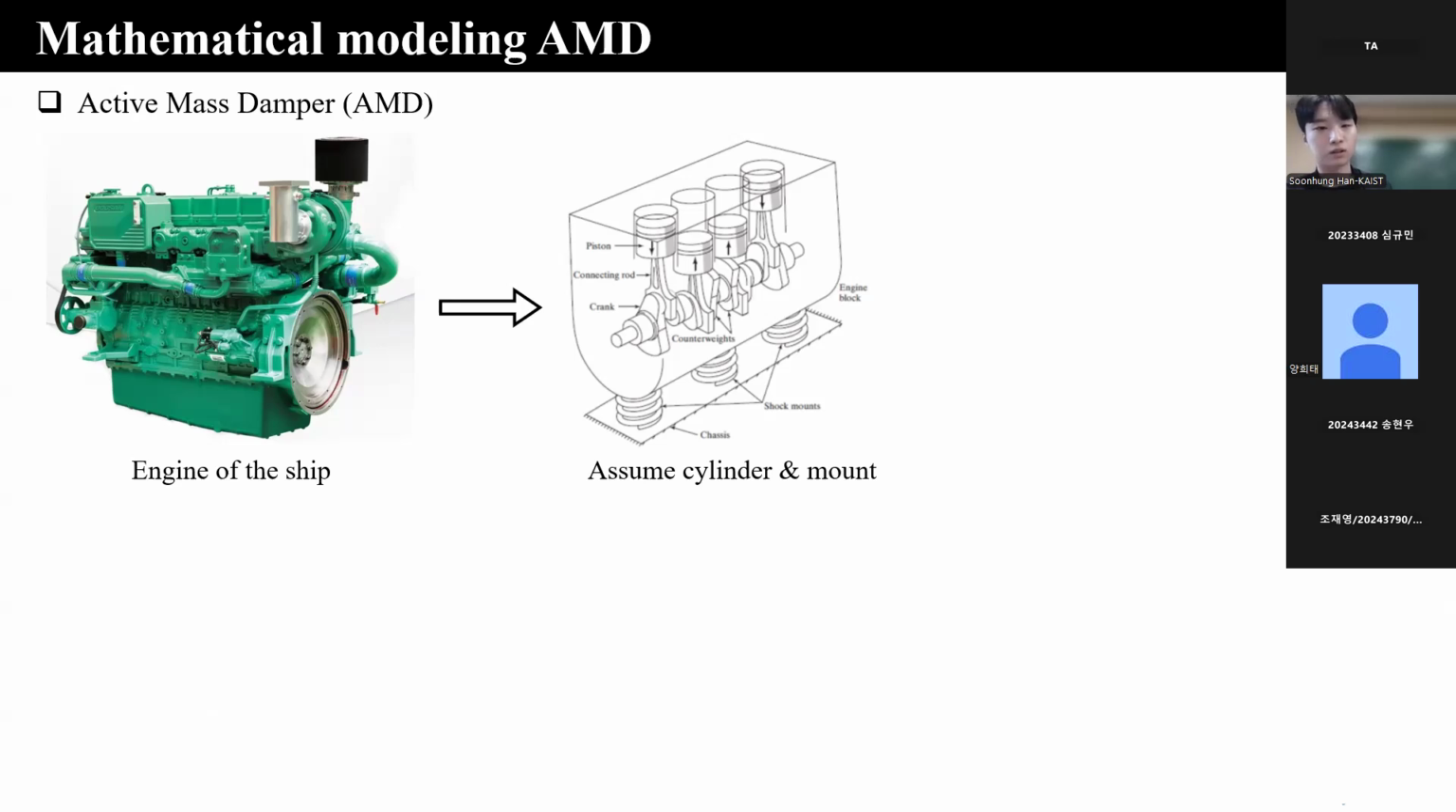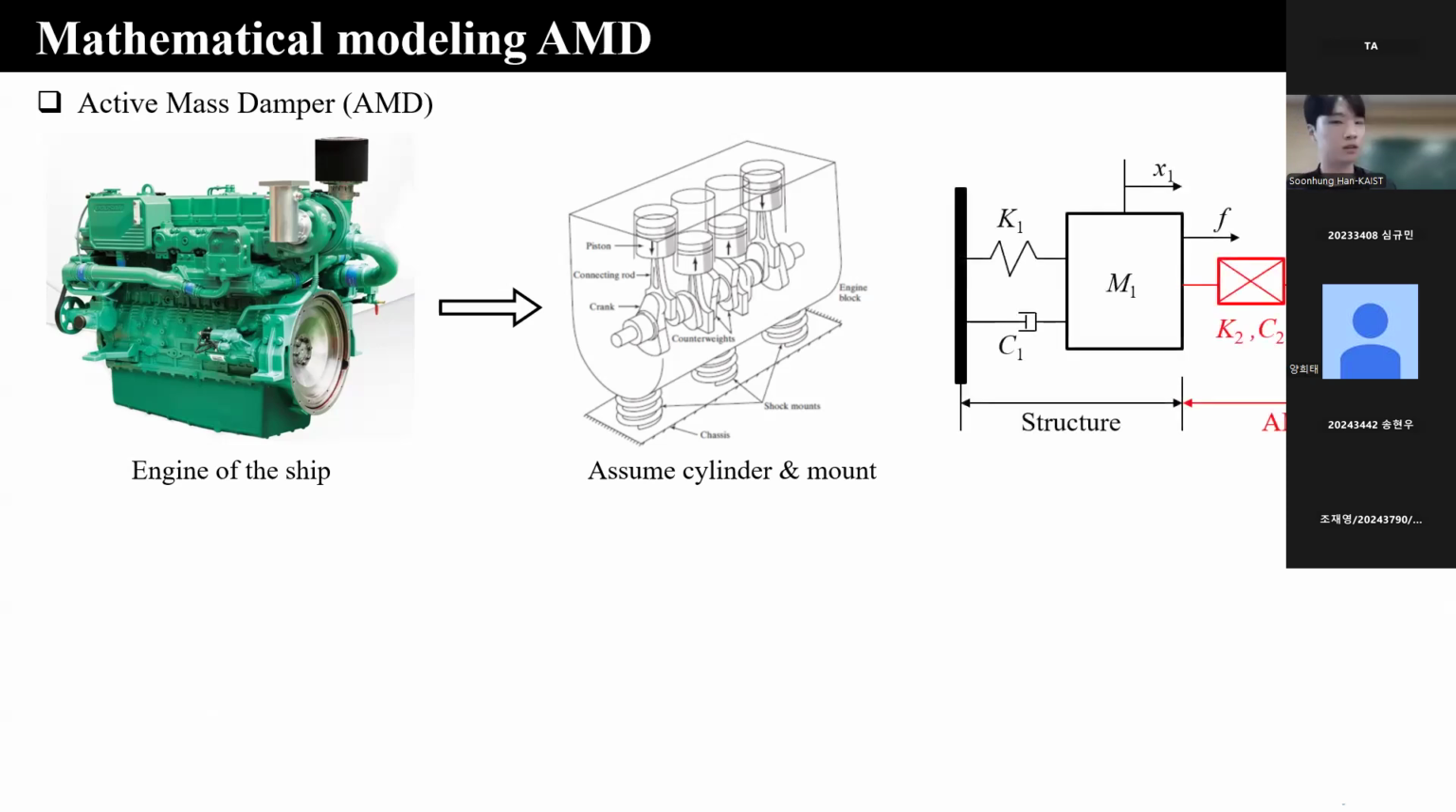So the engine mount coupling system is modeled as follows. The structure corresponds to the reciprocating piston cylinder system, and the active mass damper corresponds to the supporting mount. By changing the strength of the supporting mount, we will change the values M2, C2, K2.